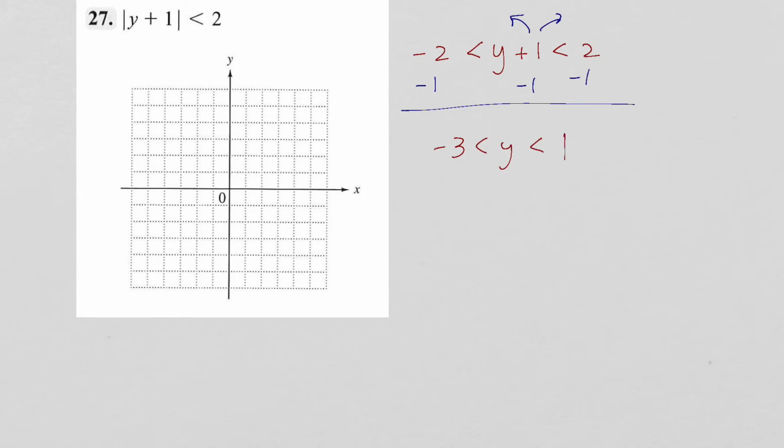These are going to be horizontal lines. So I'm going to go to -3, and they're dashed because there's no equal sign. So I'll put a horizontal line there, dashed. And then I'm going to go to +1 and put a dashed line there. And I'm just shading the interval between those two. So this right here. And that's it.